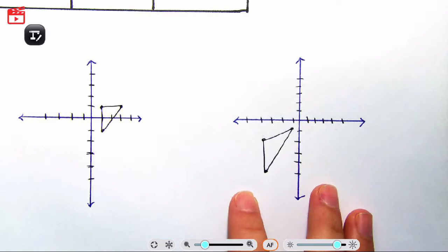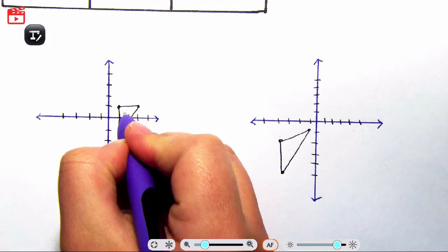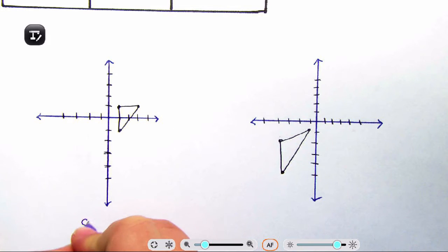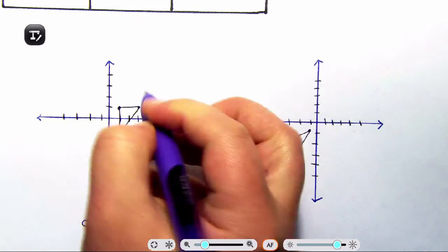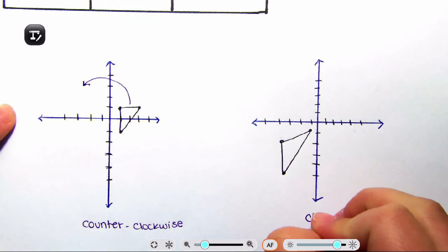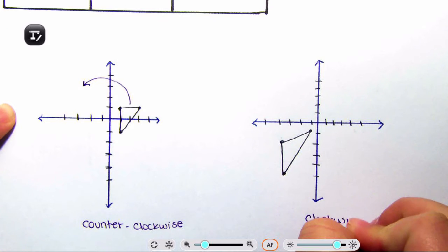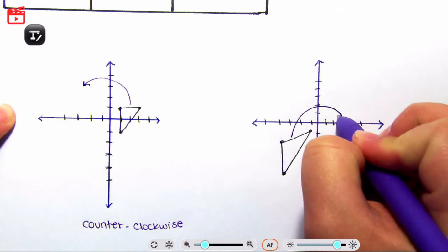Here are just some examples that I did. Let's say we want to rotate this counterclockwise. So counterclockwise, you'd be going, kind of think, from your right hand to your left hand. And if you're going clockwise, you're going from your left hand to your right.